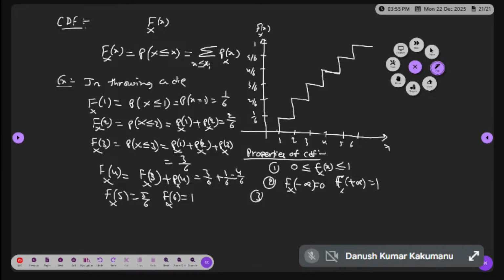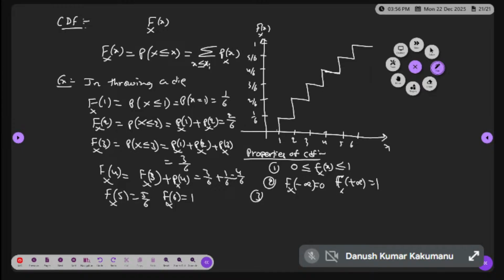See, CDF of 1 is what? 1 by 6. CDF of 2 means what? 1 by 6 plus 1 by 6, 2 by 6. CDF of 3 means what? 1 by 6, 1 by 6, 1 by 6. Every time we are adding a probability value, and probability is always positive. That's why the graph increases continuously. No fall in the graph. In the worst case, what will it do? It will continue at the same value.